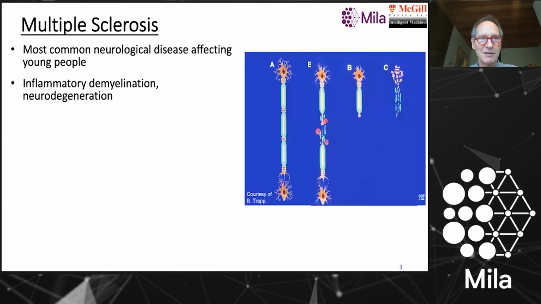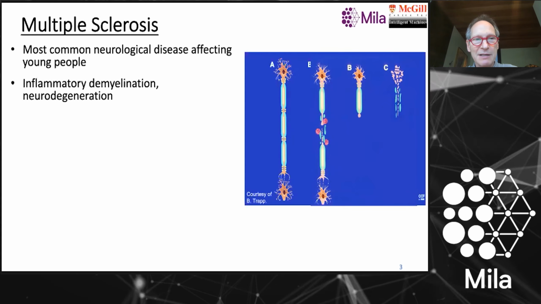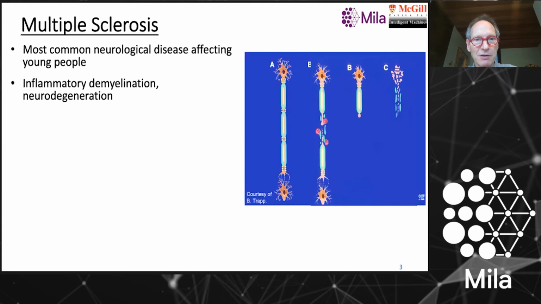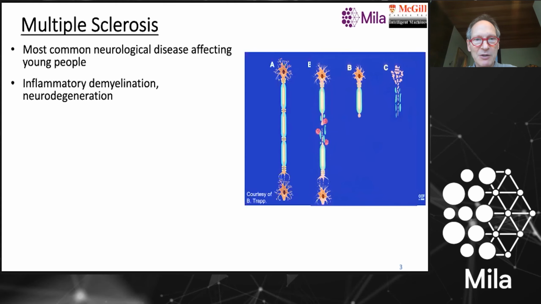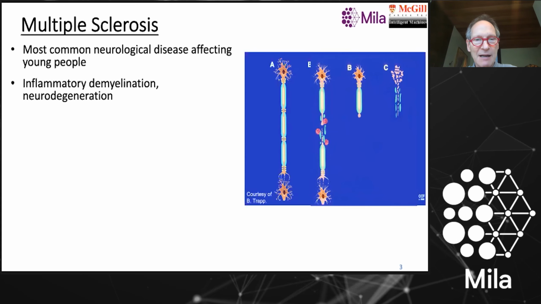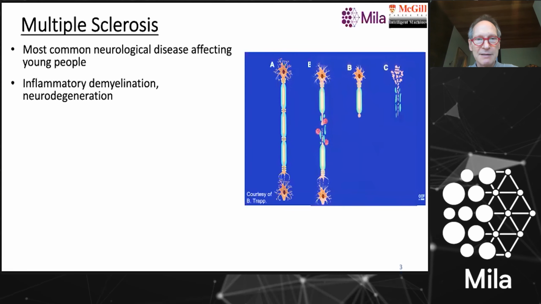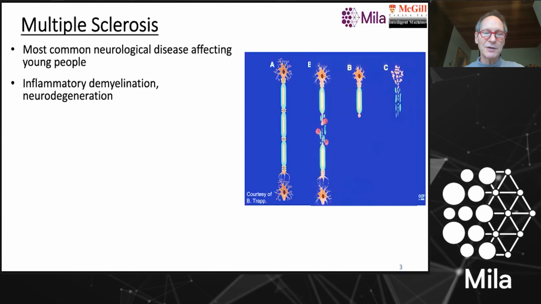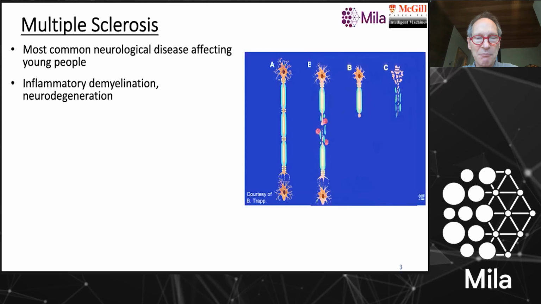So for those of you who may not be familiar, multiple sclerosis is the most common neurologic disease that affects young people. It's an inflammatory demyelinating disease. It's also associated with neurodegeneration. And the pathogenesis is shown in the panel on the right. The inflammatory cells, which are in red, attack myelin, which is the insulation or the sheath around the nerve fiber, and damage the myelin and potentially also the nerve fiber, the axon that travels within that myelin.